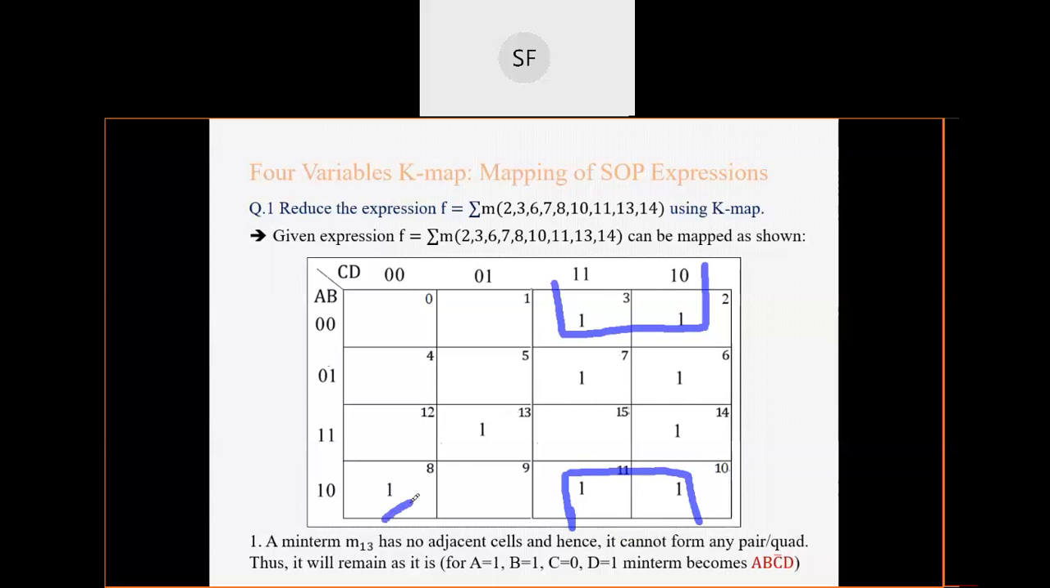And now the remaining two cells, or two ones, are remaining. So how will you deal with it? ये तो सारे ones cover हो गए अभी 3 quad में. Okay, so all these 7 ones are already combined in 3 quads, but what about these two ones?